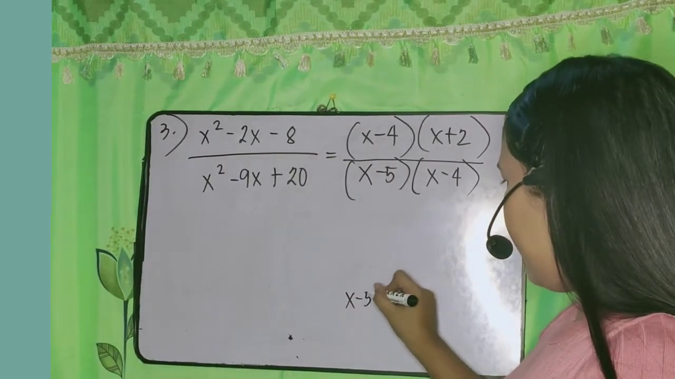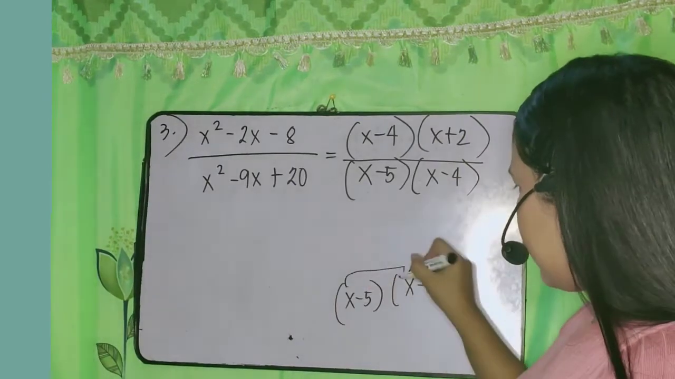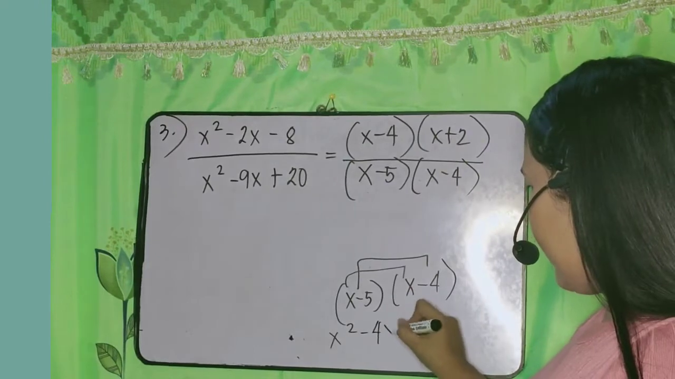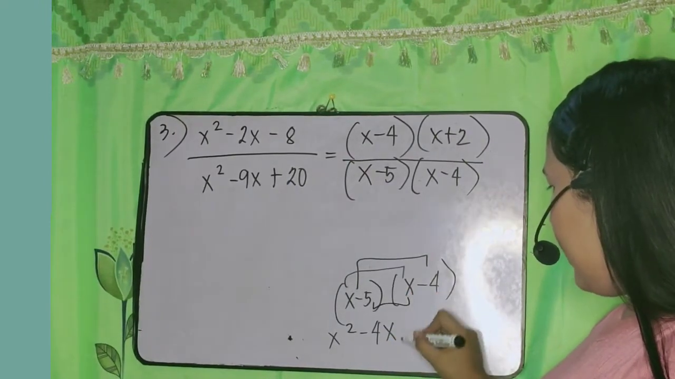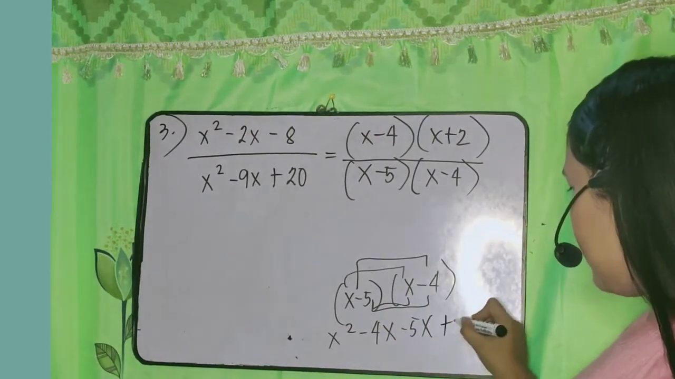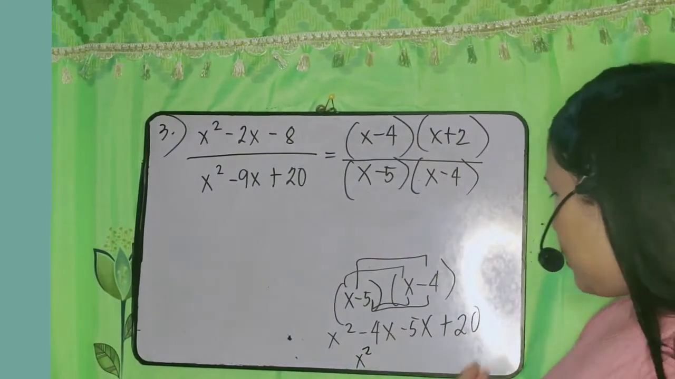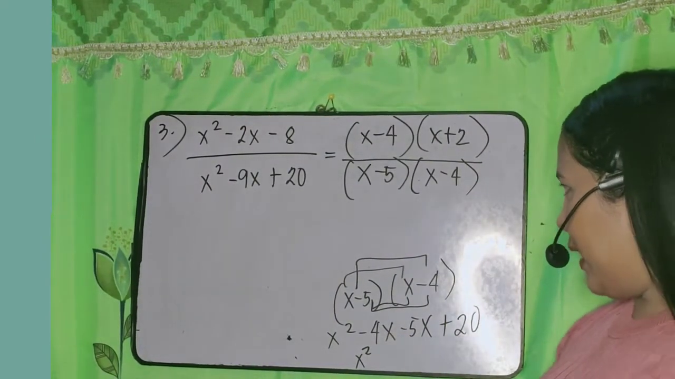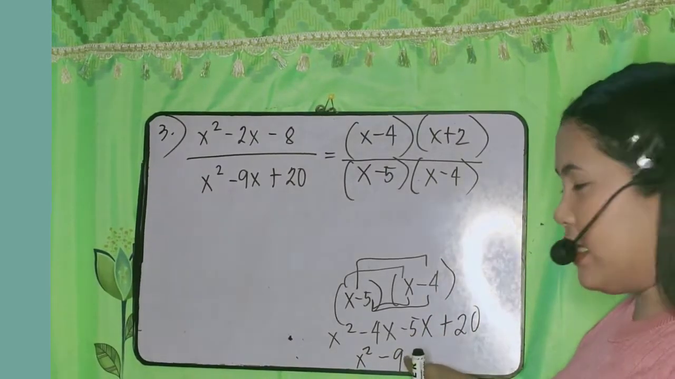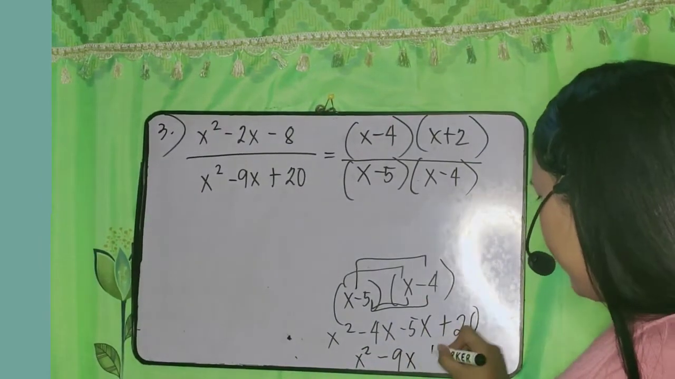So, x minus 5 times x minus 4. So, FOIL method, x times x, x squared, x times negative 4, negative 4x, and then negative 5 times x, negative 5x, negative 5 times negative 4, positive 20. And then, simplify, combining like terms. So, copy x squared. So, negative 4 minus 5, we have negative 9. Okay, so, parehas negative, i-add 4 plus 5, 9. Then, copy the sign, which is negative. So, copy x plus 20.